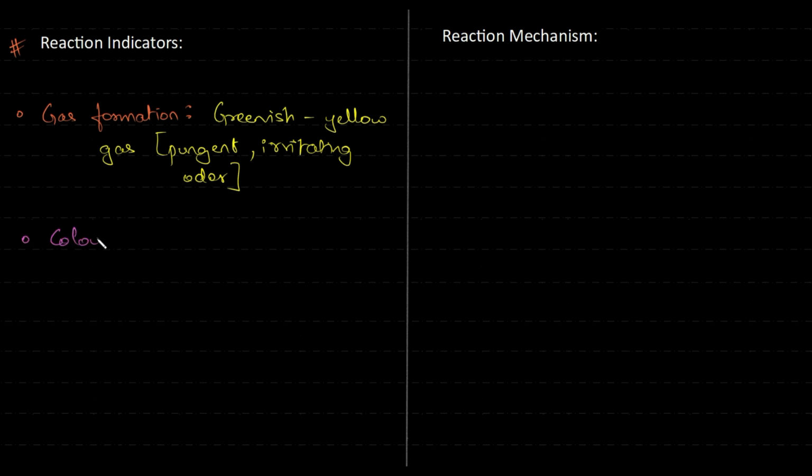Then color change in the solid. So you have your manganese. Let's start off with this. This is a black, if not dark brown, solid, which will gradually, actually it will dissolve.